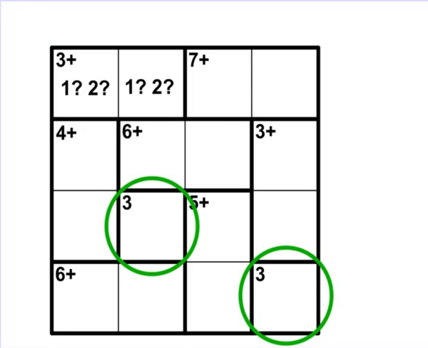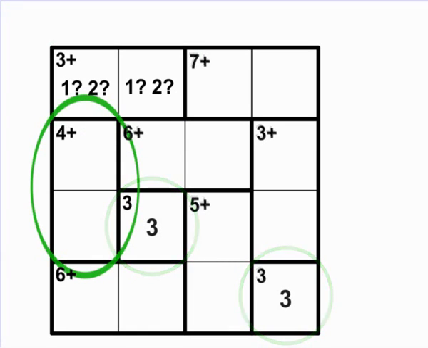Now all the clues are shown. The cages with a single cell only show a number. This is simply the number that goes into that cell. So both of those cages get a 3. Now let's look at the next cage with 4 plus as the clue.